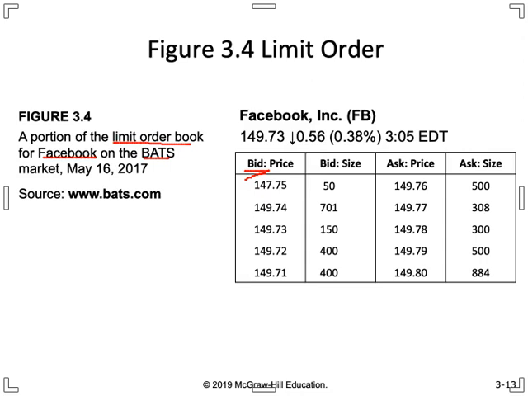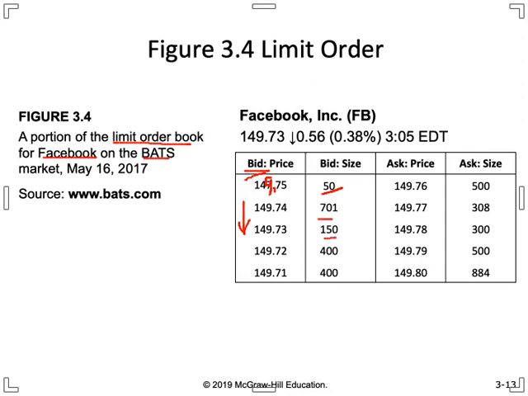This is actually another little mistake in the book. This should be a 9 right here. 149.75 is the highest bid of any of the dealers on this network that they will pay. And this dealer's offering to buy 50 shares at 149.75. And then you can see that the prices decline after that with various lot sizes.